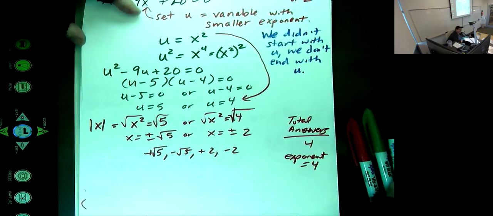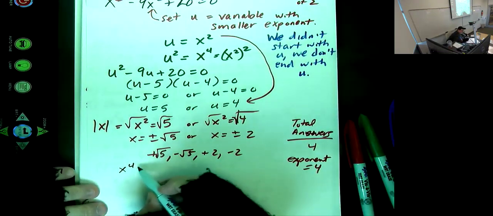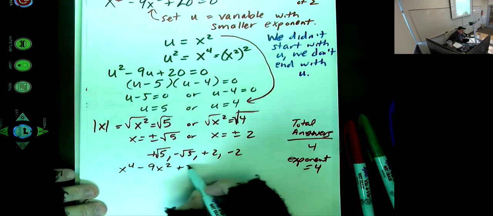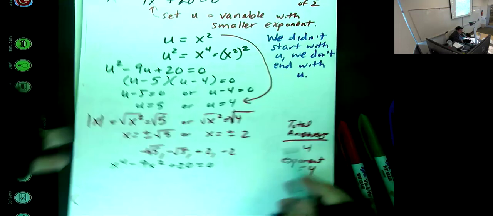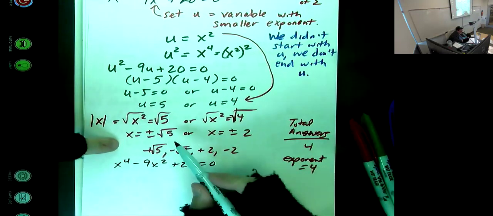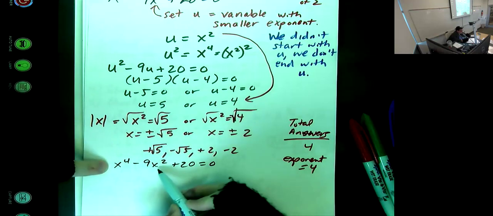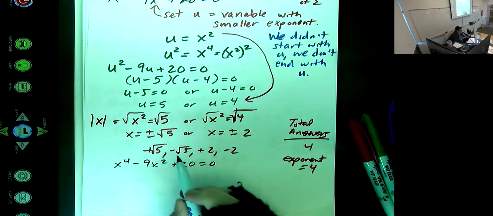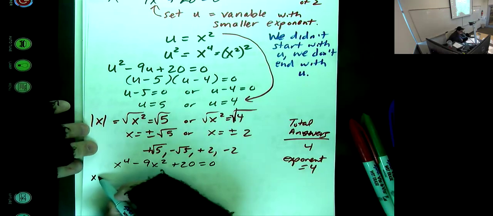We should check some numbers up in here, I'm going to come back to this and check. We had x to the 4th minus 9x squared plus 20 equals 0. It doesn't matter if I plug in the positive version or the negative version. When I square it or raise it to the 4th power, they're all going to end up positive. So I can check 2 solutions at once. I can check plus or minus square root of 5.